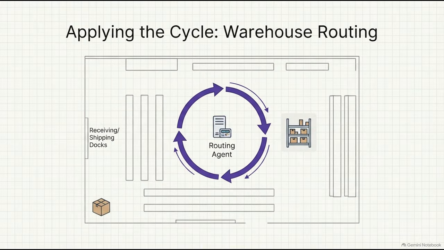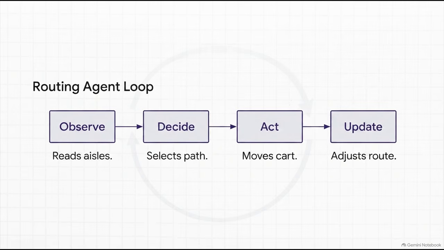To make this abstract loop incredibly concrete, let's look at an illustrative example, a warehouse routing agent. Let's see that four-step loop in action. First, it observes. The agent reads item locations and identifies any blocked aisles. Next, it decides. Its internal policy calculates the absolute most efficient path for a robotic cart. Then it acts, issuing a specific movement command to the cart. Finally, we get the update phase. Let's say a clumsy forklift drops a massive pallet of paper towels right in the middle of the aisle. The agent receives that new observation as feedback and immediately reroutes. That continuous policy and feedback loop, that is where the true intelligence lies.